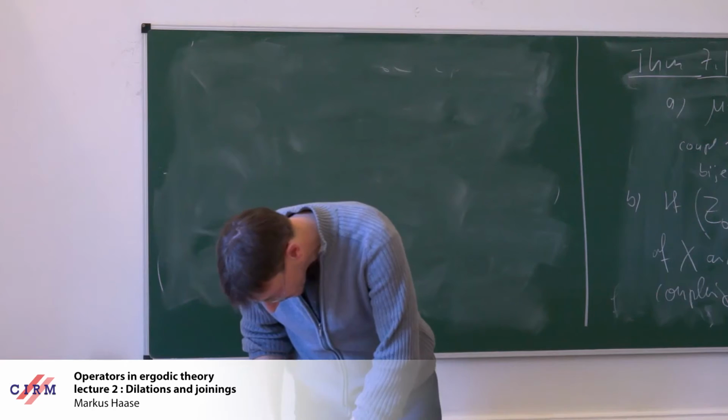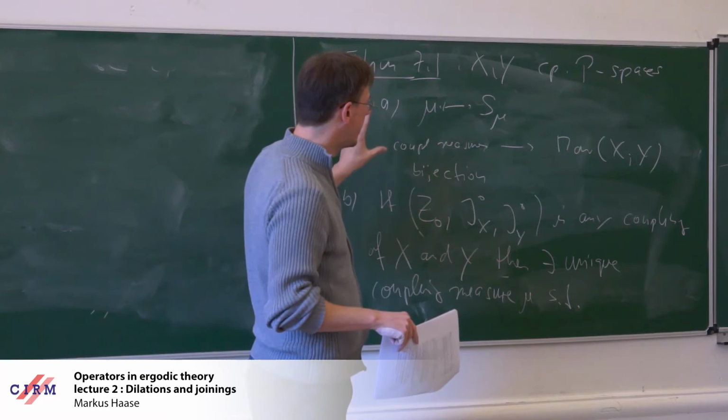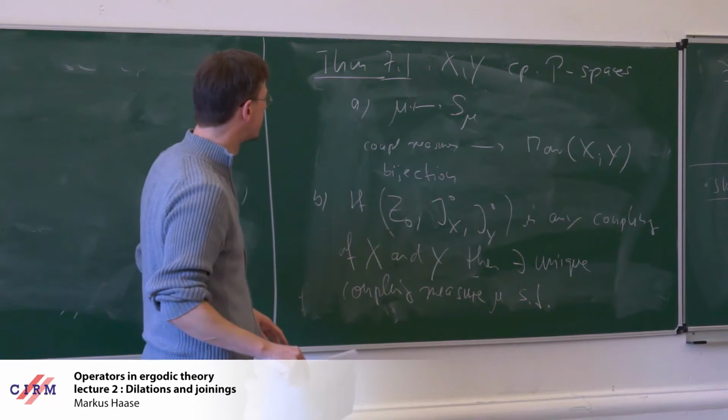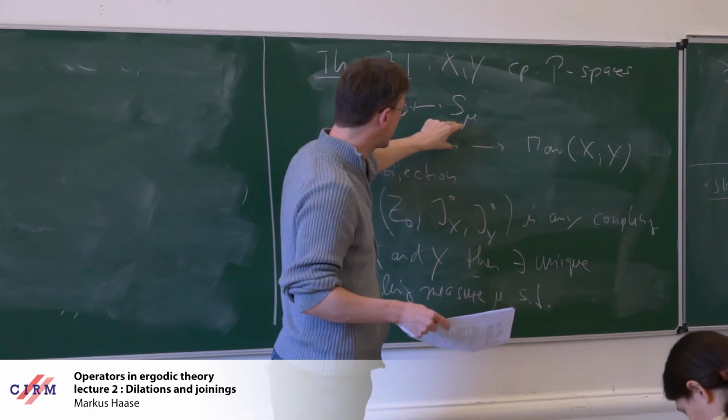Let us pass to the dynamical situation. So this is just about couplings here. And now the question is, of course, how about joinings? So we know there's this correspondence. Now we ask, suppose you have a dynamical situation, take the joining measures, not just the coupling measures, and how can we recognize them through the operator?